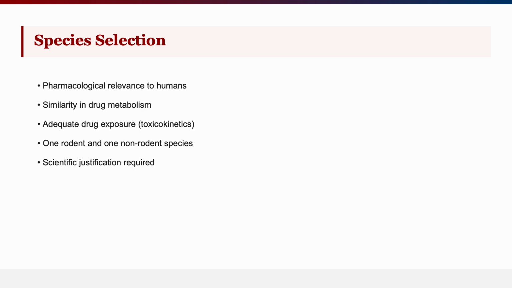Metabolic similarity to humans ensures relevant metabolites are formed. A species that metabolizes the drug very differently may not predict human toxicity. Toxicokinetic measurements verify adequate drug exposure. Species that rapidly eliminate the drug may not achieve meaningful exposure.